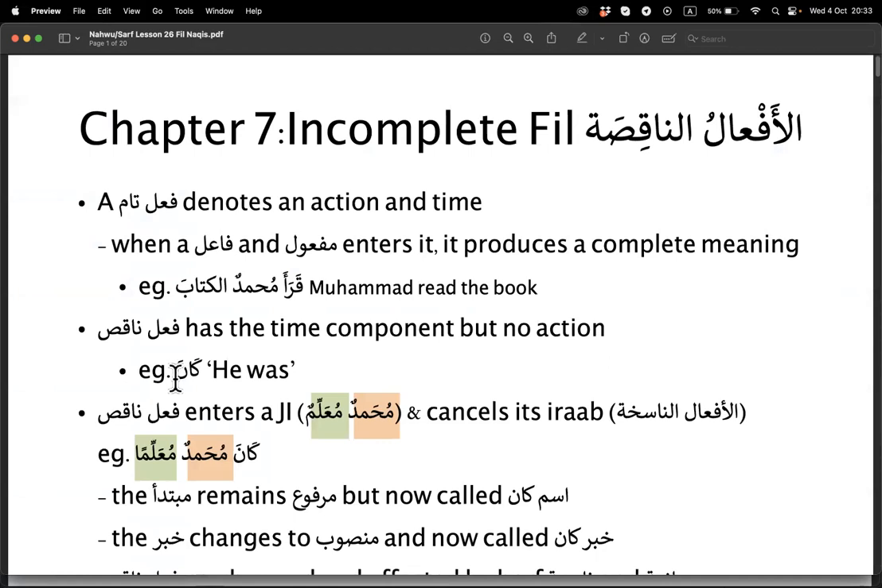Kana, we translate as he was. So he was what? You don't have the action there. So fi'il naqis enters a jumlah ismiyah.